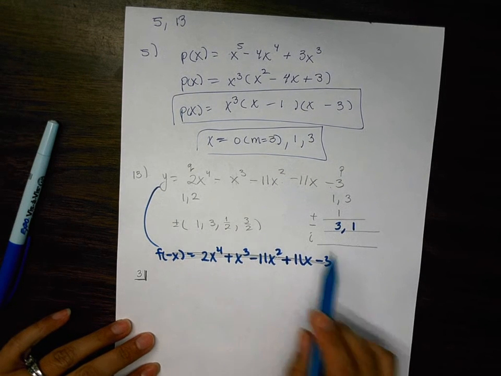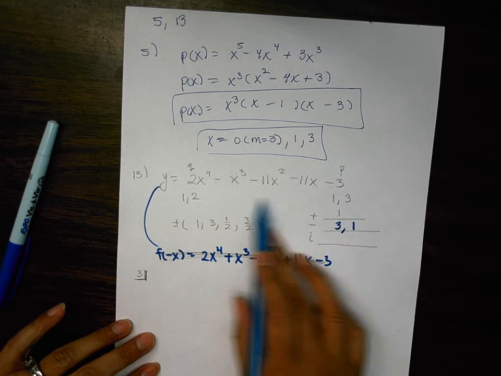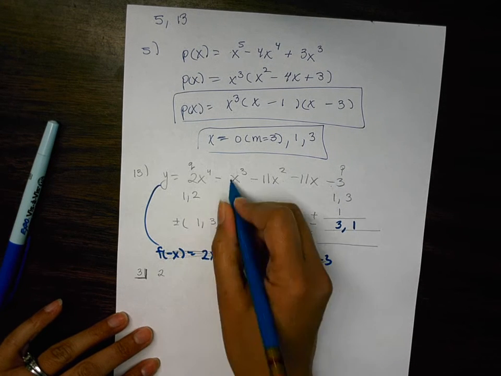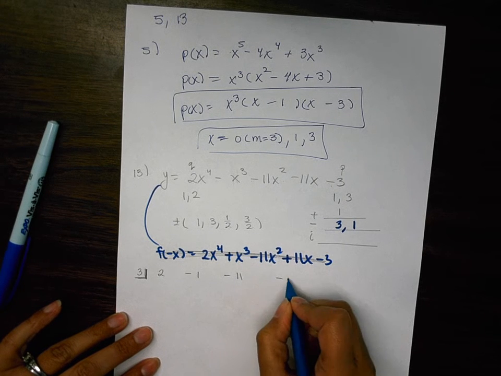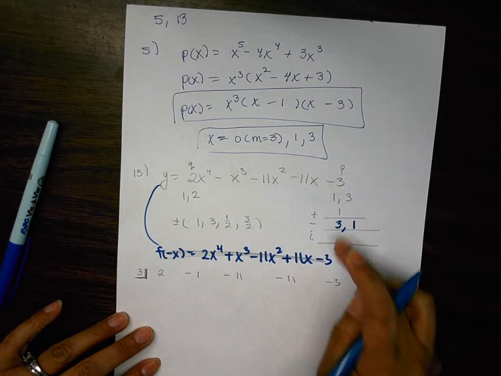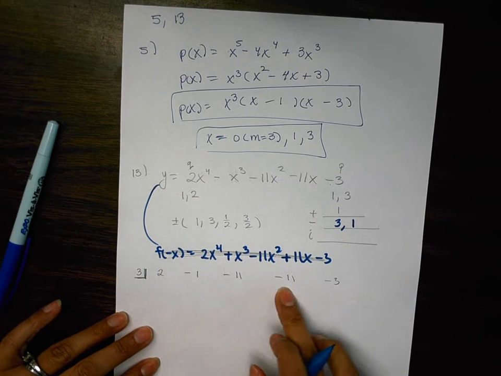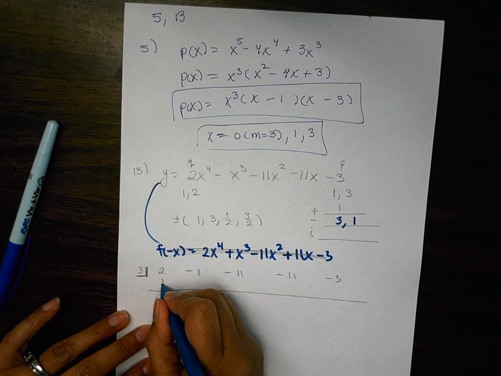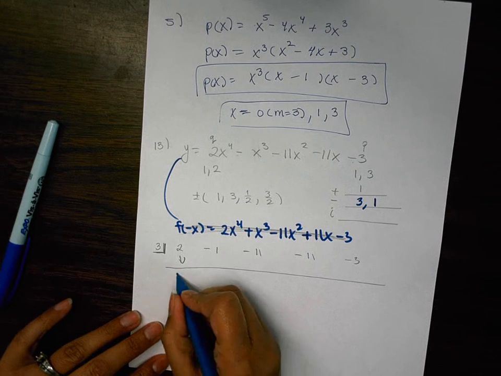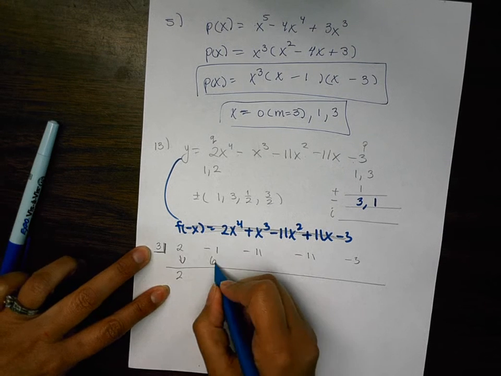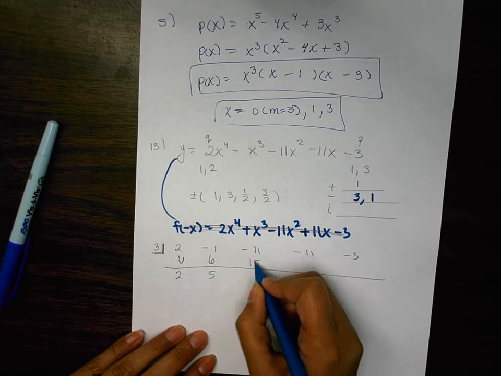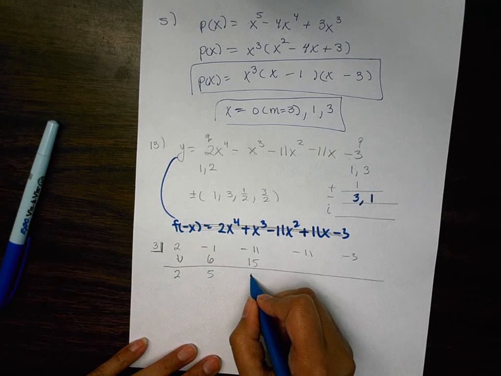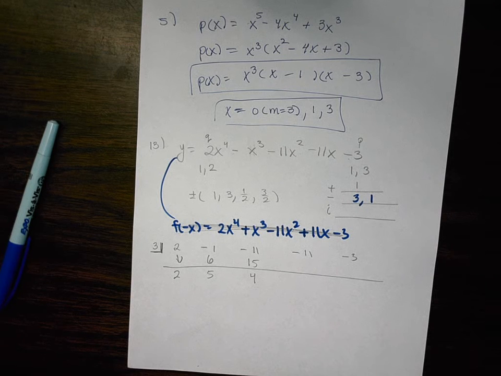3, positive 3. Okay, fourth, third, second, first, none. I'm going to cross it out so it doesn't confuse me. Are all of my powers there? Okay, so give me the numbers. 2, what's the next one? Negative 1. Negative 11. 1, 2, 3, 4, 5. And do you guys remember how to do this? Drop, multiply, add, multiply, add.